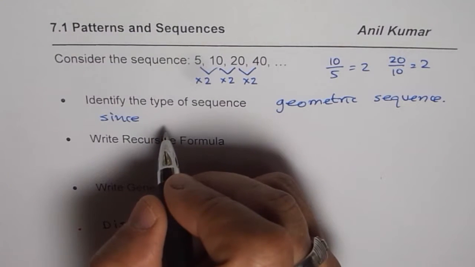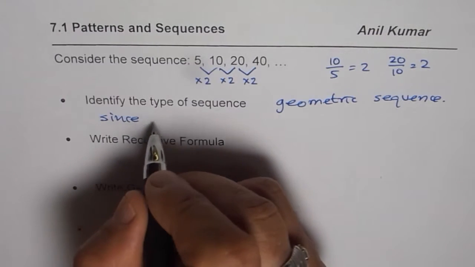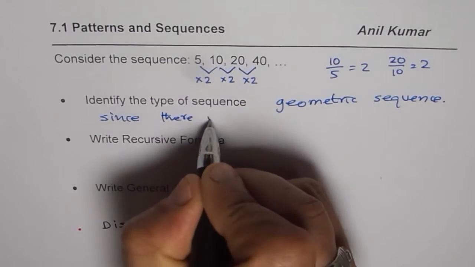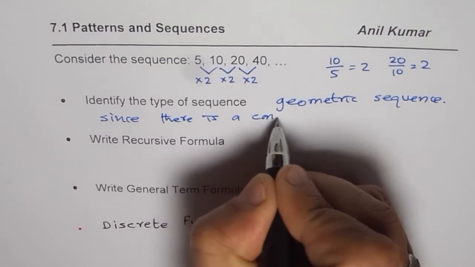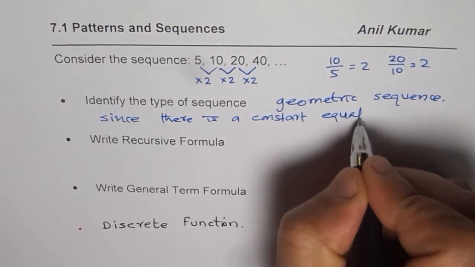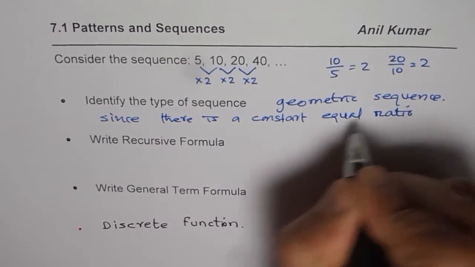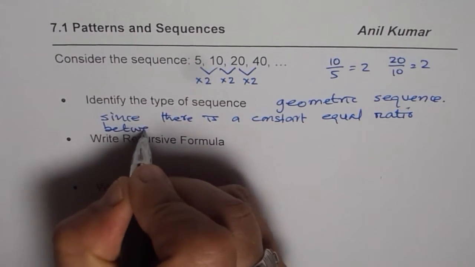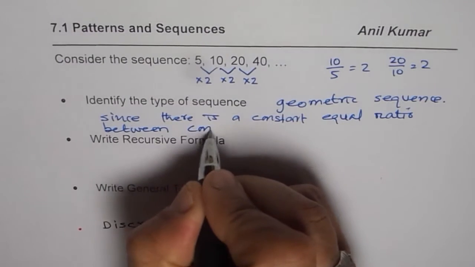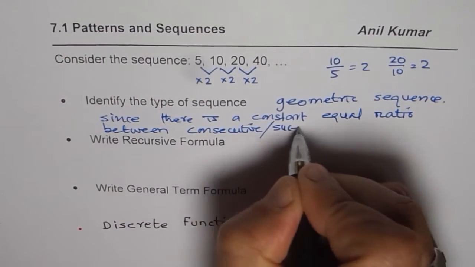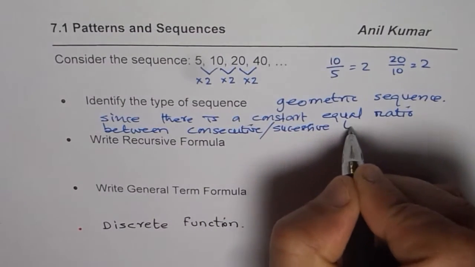Each term is a multiple, right? So that is why we say it is a geometric sequence, since there is a constant ratio. I have introduced a constant equal ratio between consecutive, or I could say successive, terms.